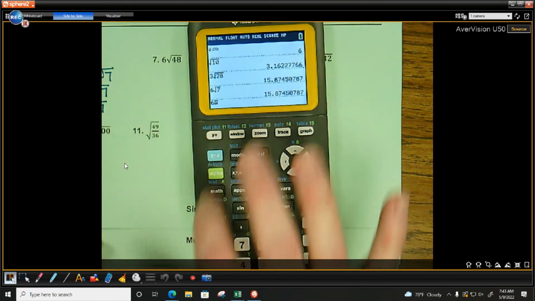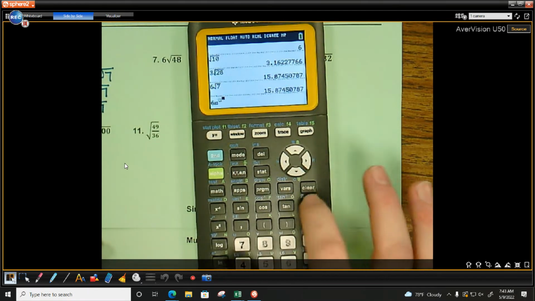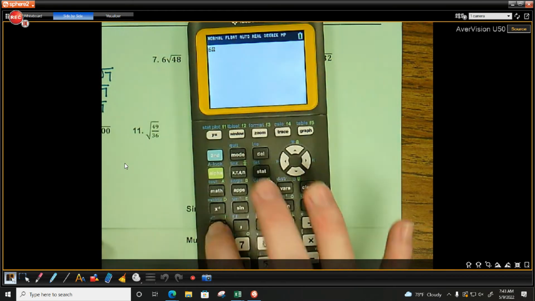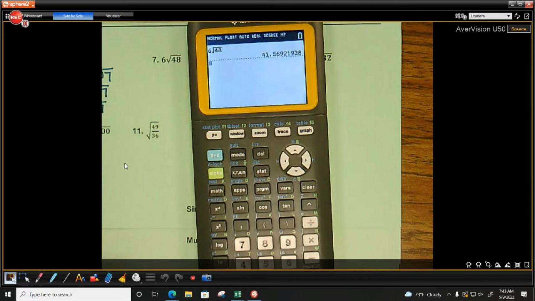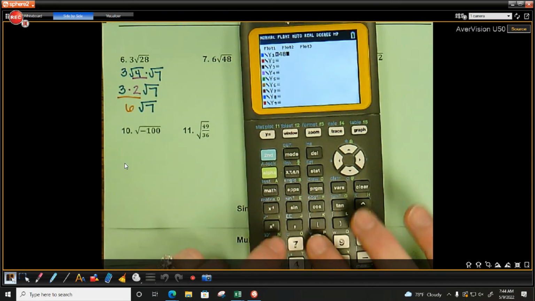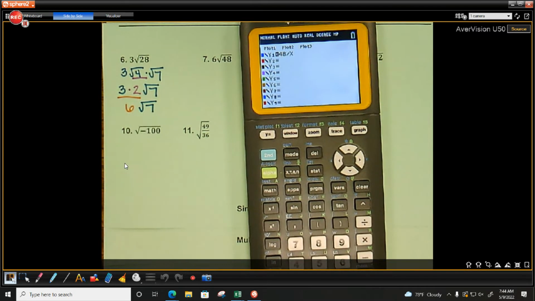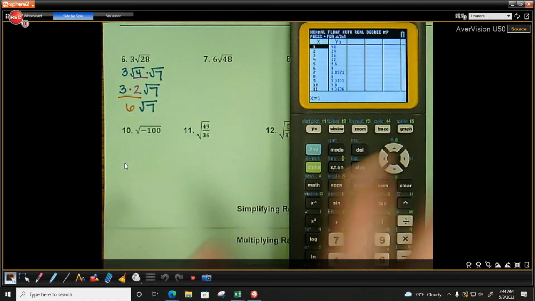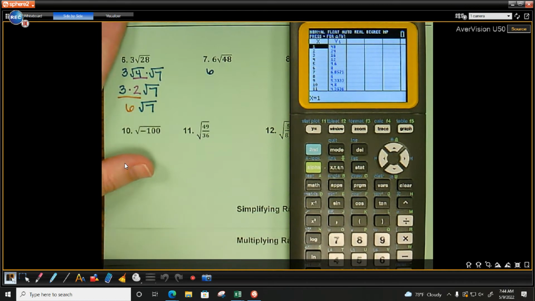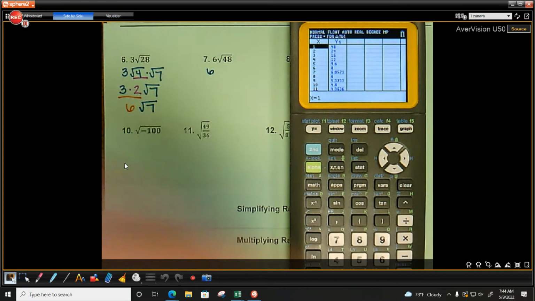6 square root 48. And we get a decimal. Huh? I didn't get all of 6. There you go. So go to y equals and do 48 divided by x. And go to your table. Notice I'm going to drop down my 6 that's already outside the radical. And now I'm going to look on my list for perfect squares.